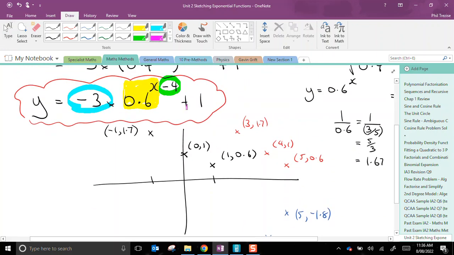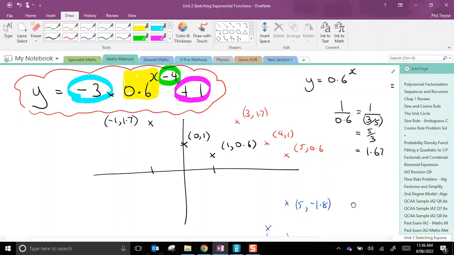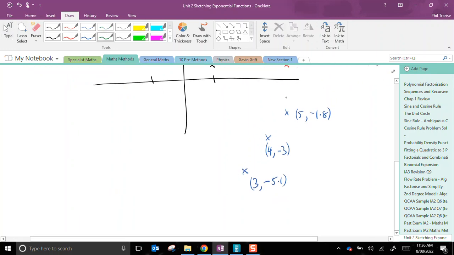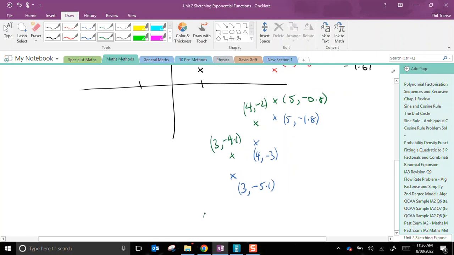The last thing is to add 1. So I'll go back to, I'll use green. Why not? Got a different colour, might as well use it. So this will pop up by 1 step. This will be 5, and I think this is where it'll finish, and popping that up by 1 should be at negative 0.8, very roughly. Popping that one up should be at 4, negative 2, and then moving that up by 1 step should be 3, negative 4.1. So I think my exponential curve will go like this.